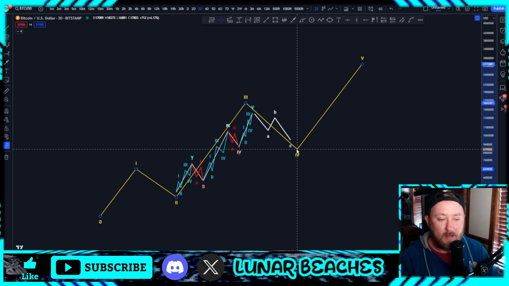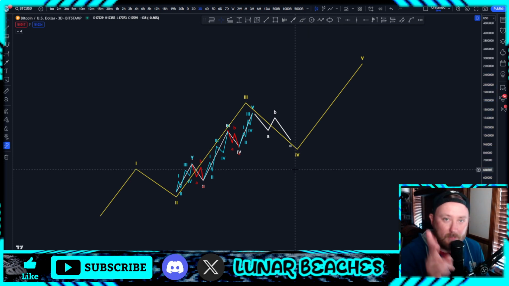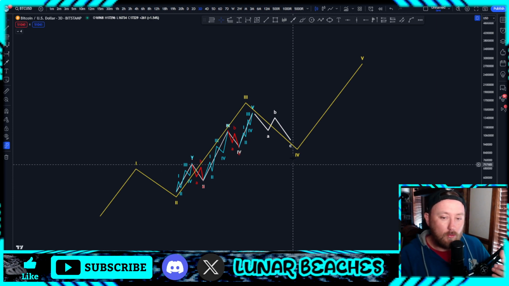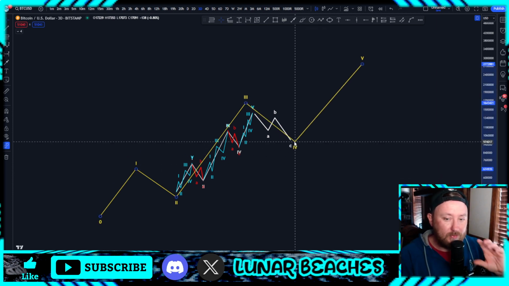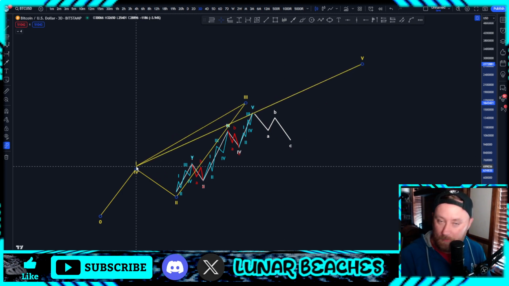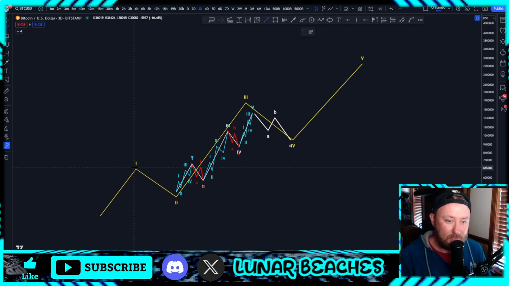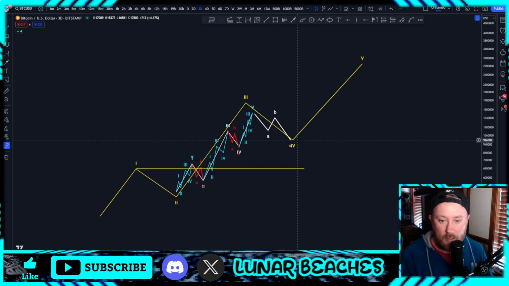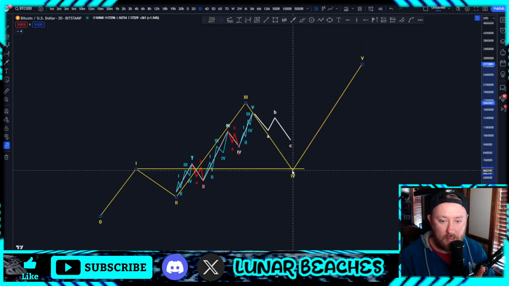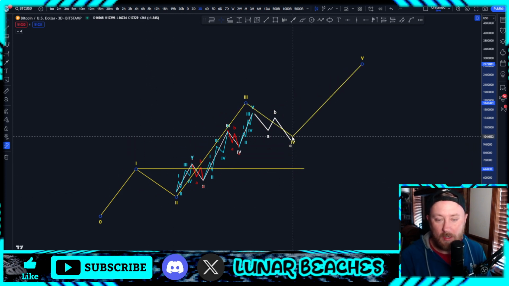Now, a couple of the biggest rules, and these are the rules that I'm going to give you, because we are currently in a bullish market. One of the rules is that wave 4 cannot come into the territory of wave 1. What does that mean? That means that we take our peak of wave 1, we draw it out, and our wave 4 cannot come down into and touch the territory of wave 1.